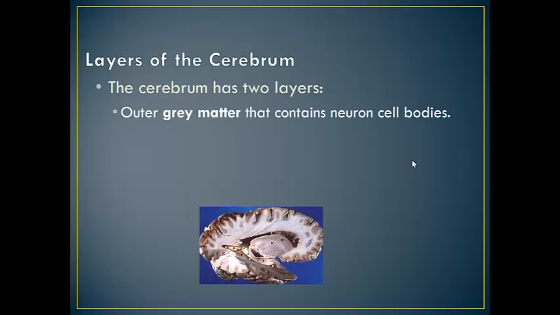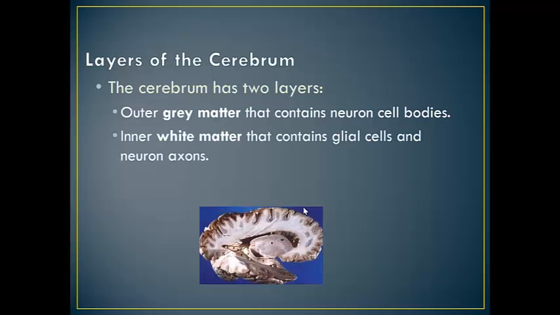The first is the outer layer called the gray matter. As you can see, if you look at this brain, it kind of has a gray-like outline. The gray matter actually contains the neuron cell bodies. So the cell bodies are the ones that give the gray matter its grayish color. That's pretty much all of the neurons and their cell bodies lined up around in a cluster, which is what makes the gray matter.